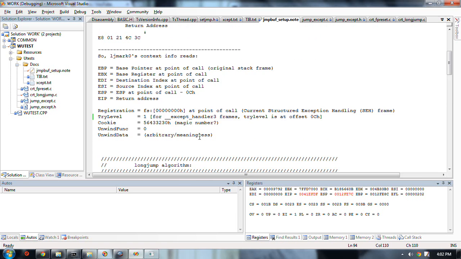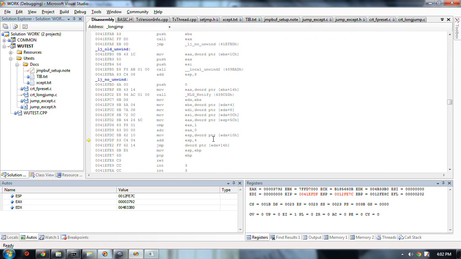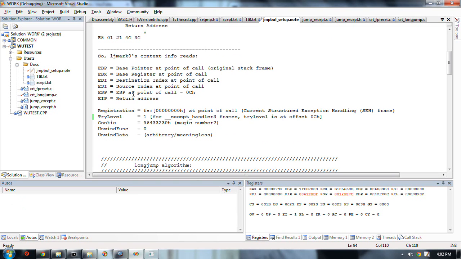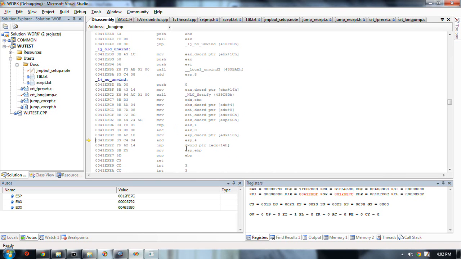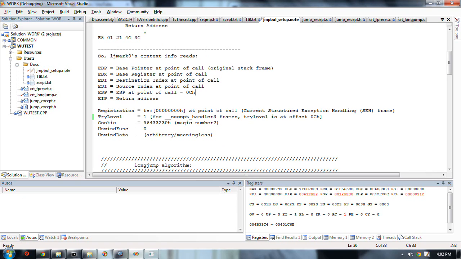Which one are we restoring? DX plus 10, the stack pointer. Okay, yeah. So it's ESP when the call was made minus 12, right? And then we're adding 4. So now that ESP value is ESP of point of call minus 8. Okay.